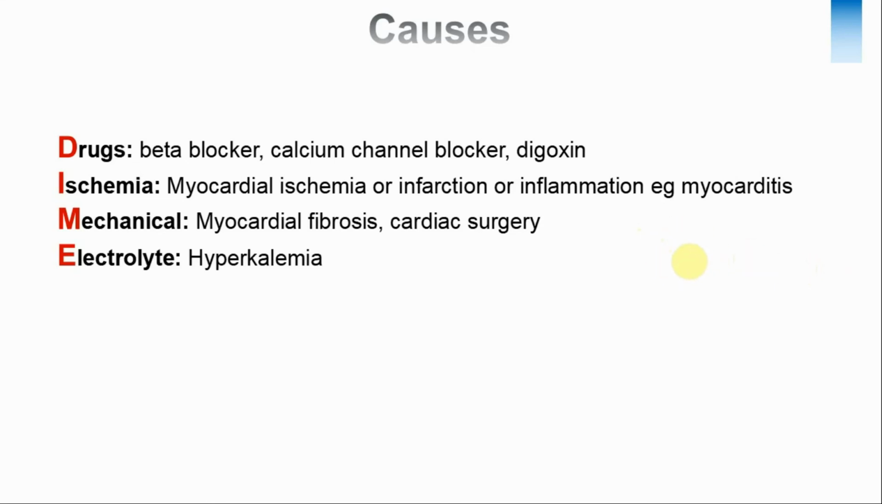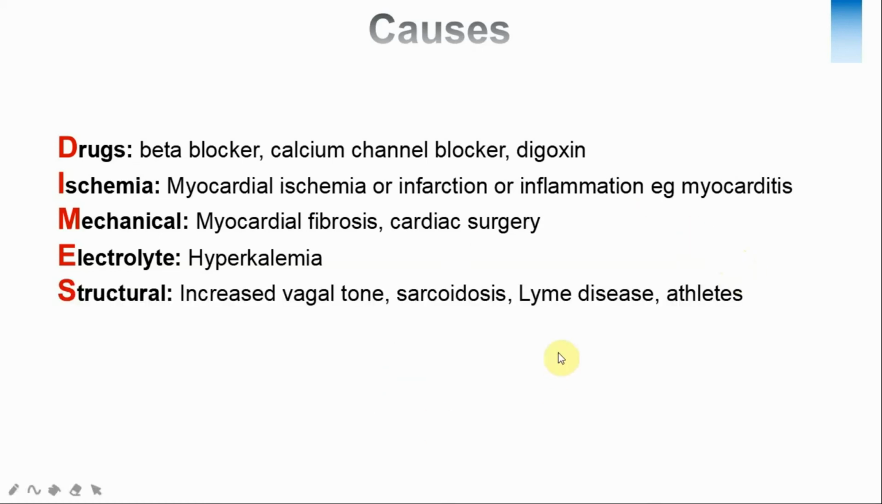The commonest electrolyte abnormality that we are worried about is hyperkalemia, and hyperkalemia can cause a prolonged PR interval. Sometimes it can be very tricky because if there is hyperkalemia, the P wave may be absent, so we cannot detect the PR interval at all. There are some structural conditions. The most common one is athletes. In fit and well young athletes, they can have increased vagal tone, and that can cause bradycardia and a prolonged PR interval.